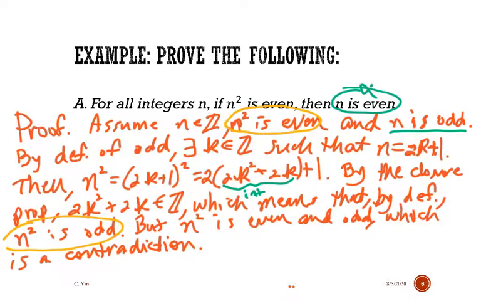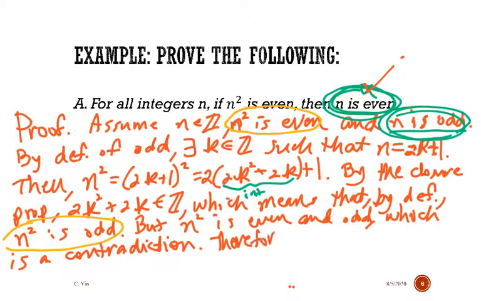Alright, well, it was this part right here that we assumed, that n was odd, and we just showed that we came up with a contradiction. So what that means is that this thing actually must be true. Alright, so we'll say therefore n is even.